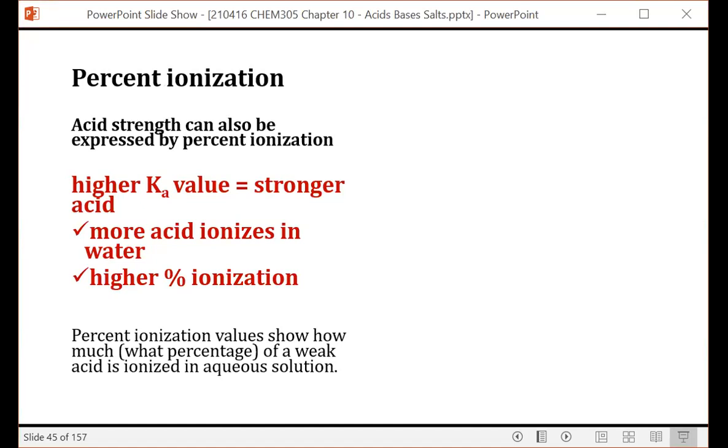So acid strength can be expressed also by percent ionization. So we know that with a higher Ka value, a larger Ka value, that means we have a stronger acid because more of the acid is ionizing, so more products are being produced. So if more acid ionizes in water, the percent ionization is going to be higher. Like for strong acids, we know our percent ionization is about 100%. For weak acids, it's usually less than 5%. So this tells us how much of the original acid turns into ions, the H plus ion plus whatever the other negatively charged ion is.